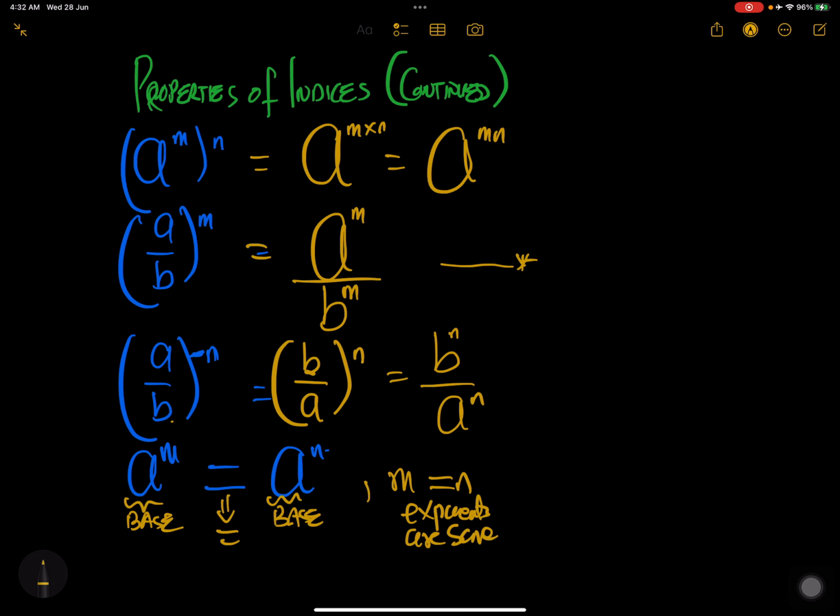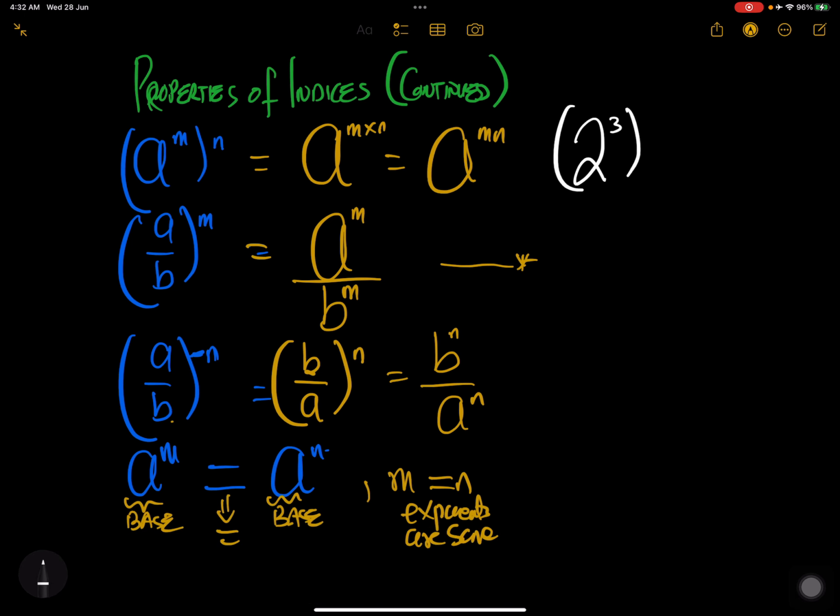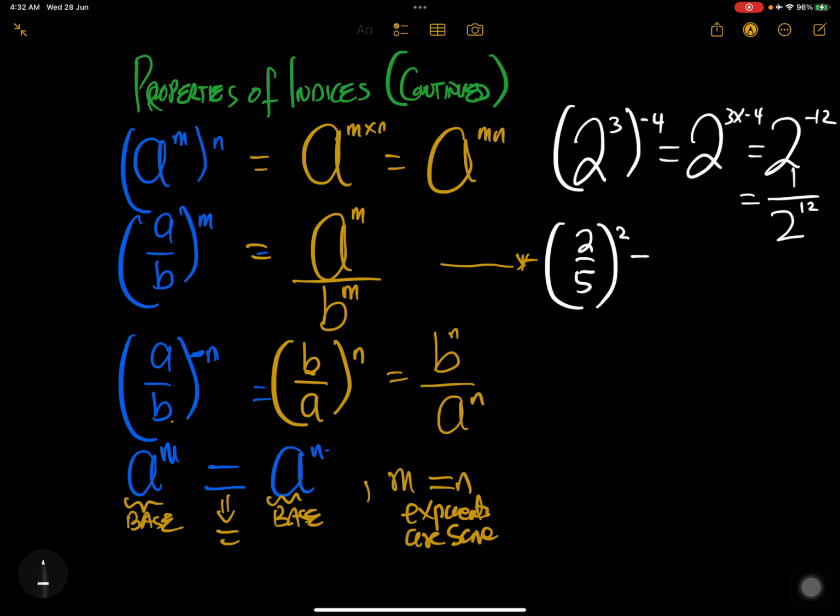So let's look at a situation. Let me give examples. Let's say we have 2 to the power of 3, all to the power of negative 4. It's the same as 2 to the power of 3 times negative 4. We get 2 to the power of negative 12, which is the same as what? Can you do that? It's going to be 1 divided by 2 to the power of 12. Don't forget that. Now here too, we have 2 divided by 5, all to the power of 2. We said it's the same as 2 to the power of 2 divided by 5 to the power of 2. Don't forget that. The exponent applies to each of the numerator and denominator. And we're going to get 4 over 25.